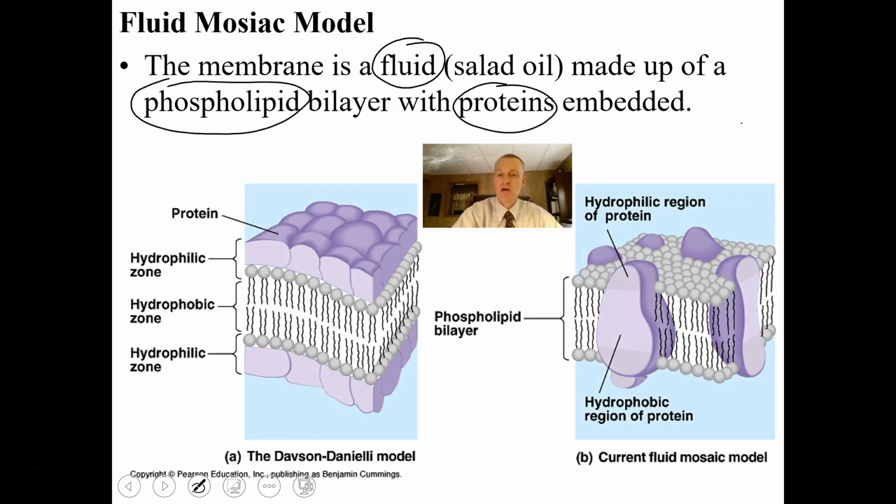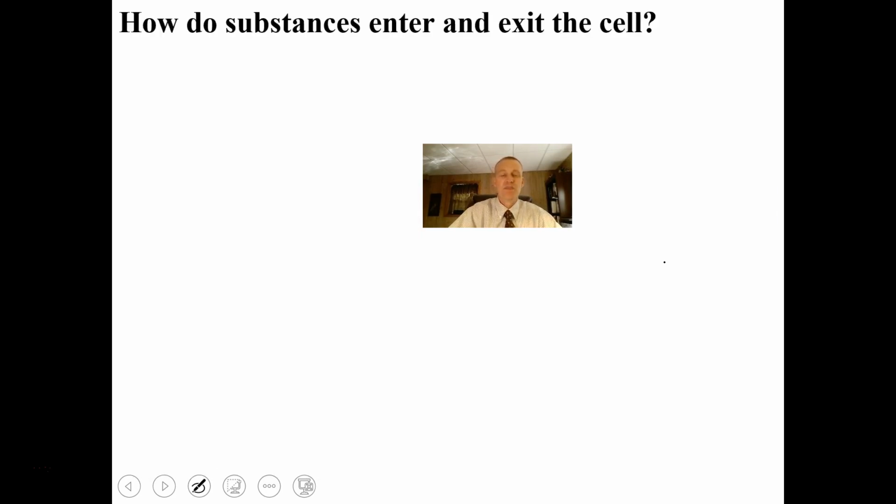So the fluid mosaic model looks like this. We used to think of it as being like a peanut butter sandwich with layers of bread, but we now know that the proteins can move, they can spread apart, and it's a mosaic of parts. But it does flow like salad oil.